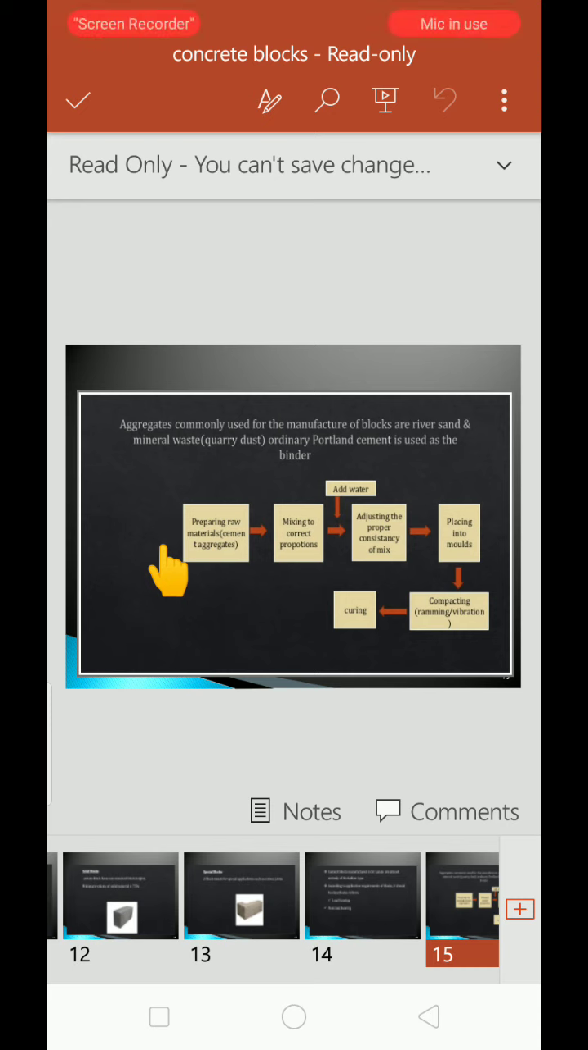Coming to the manufacturing process of cement concrete blocks, first is preparing raw material. So what raw materials will we need for preparation? Cement and aggregates. Okay, the aggregate may be fine aggregate and coarse aggregate.